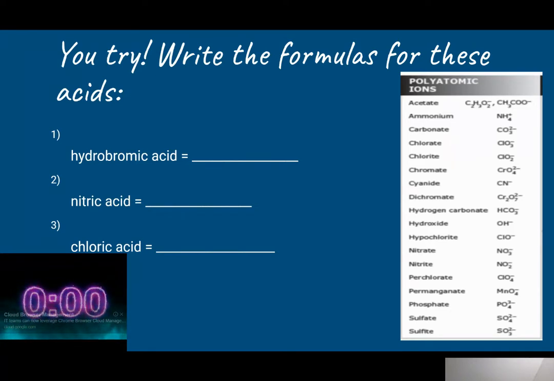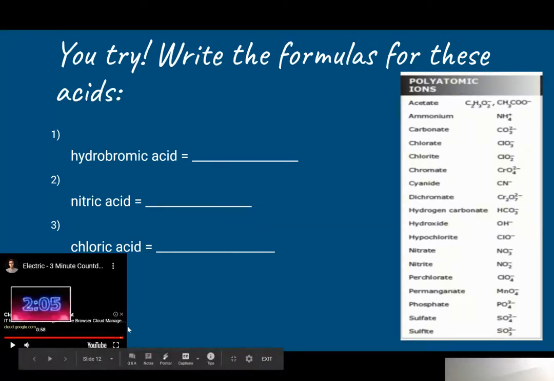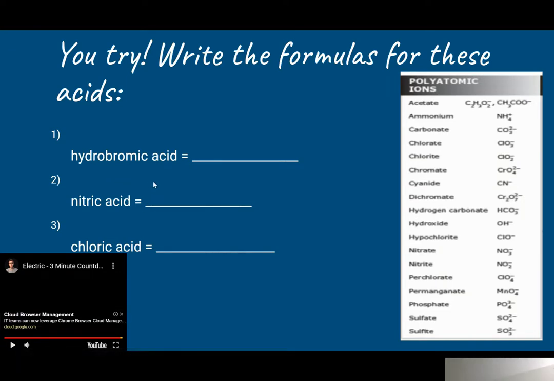So our time is up. Let's go over these formulas together. So hydrobromic acid, we'll have our H+, and then our Br- to form HBr.